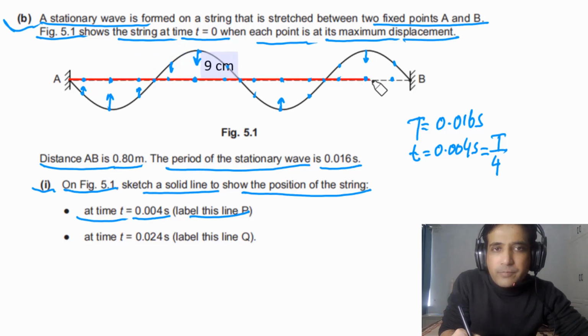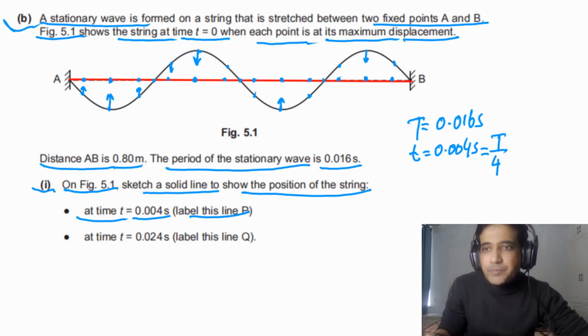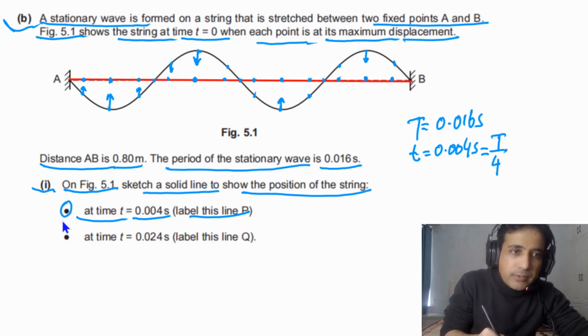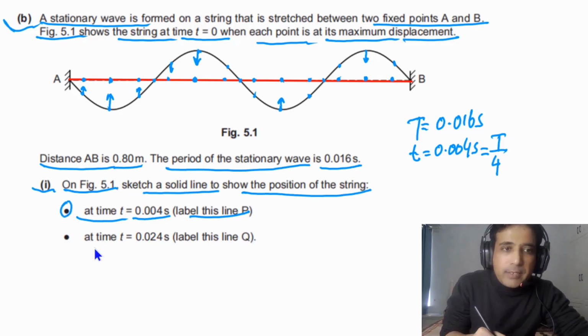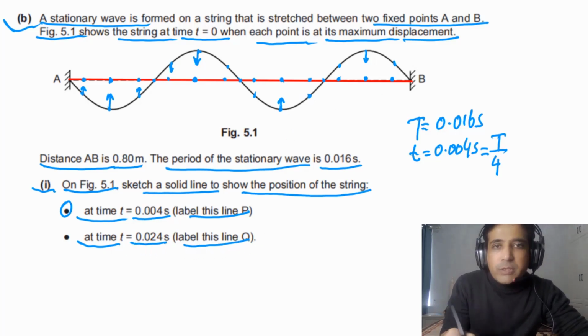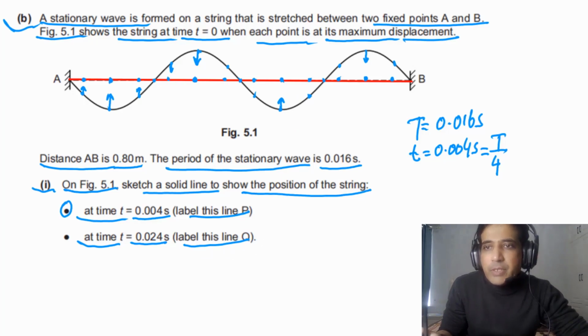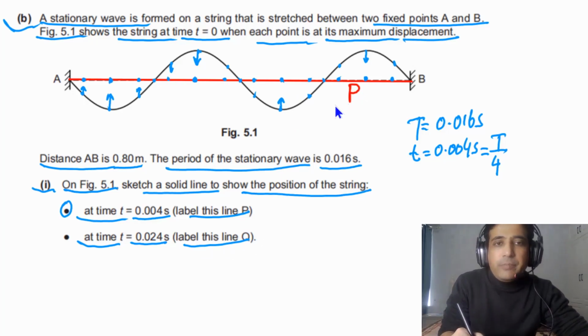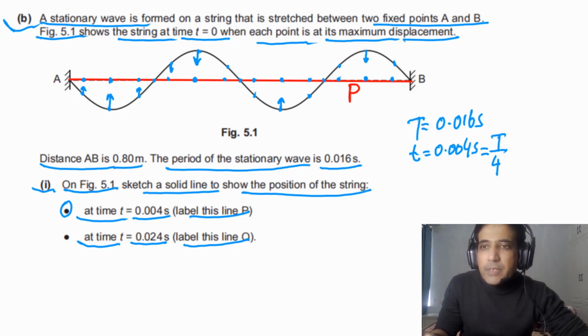So this is what you need to do for this question. You have to draw this line. So we have done this part. Now let's go to the next part. At time t equal to 0.024 second, label this line Q. So this line we have to label P. We can label this line as P. And now we go to the next one. We will answer the next problem now.